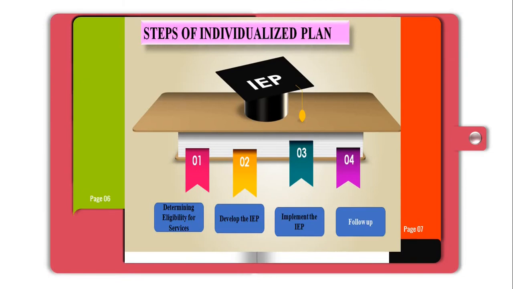Let's see the steps of the individualized plan. The process of developing an IEP is very systematic. It consists of 4 clearly defined steps. They are illustrated in the figure given below. The very first step is determining eligibility for services.